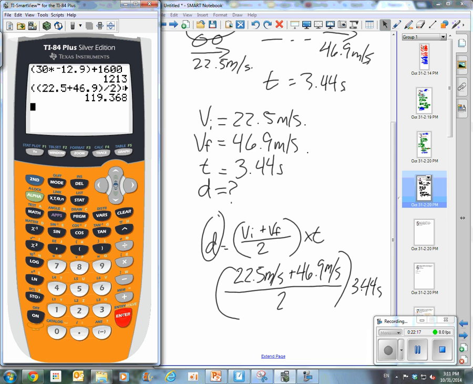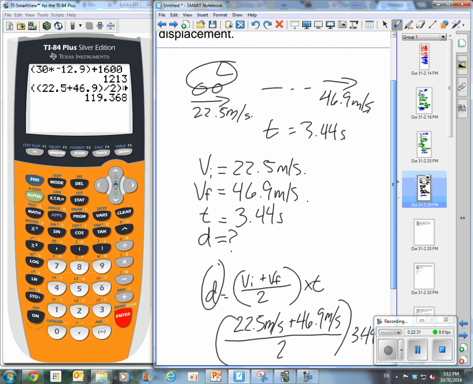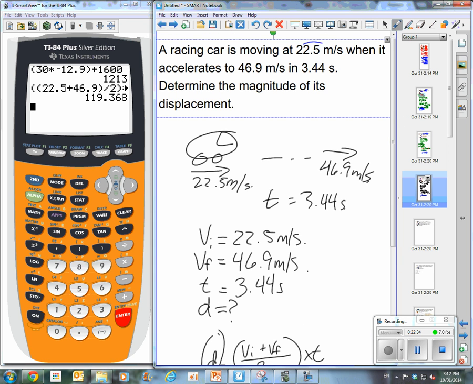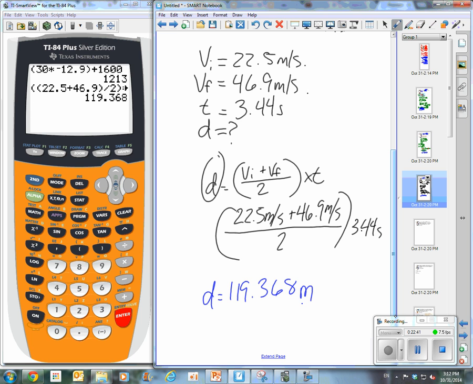And I've got now a displacement of 119.368. So now I need to worry about significant figures. This would be meters. So significant figures here, I've got 3, 3, and 3. So my answer needs to be reported to 3 significant figures. So I could just do this by saying 119 meters. Note the 3 does not round up. Okay, so 119 meters.